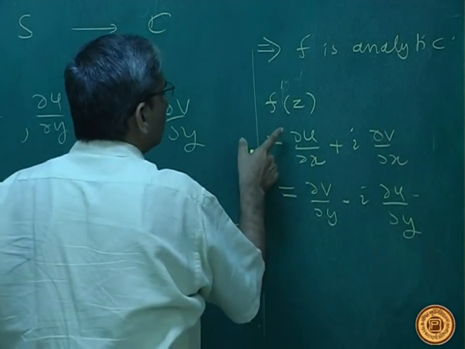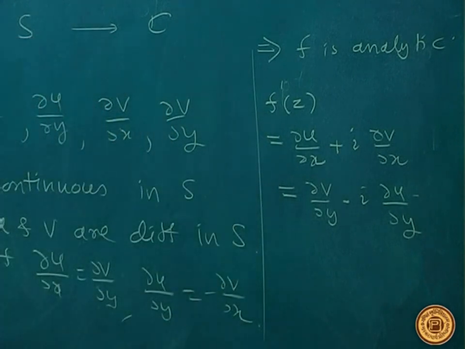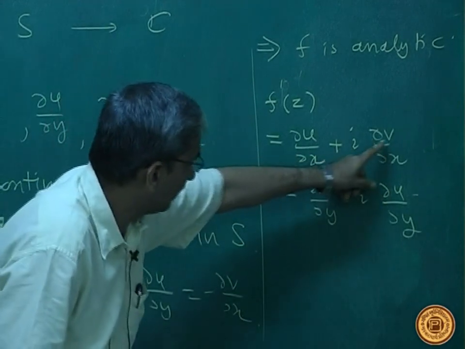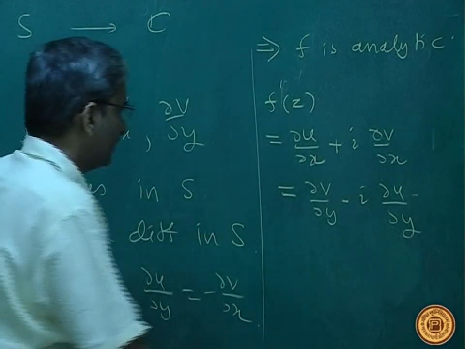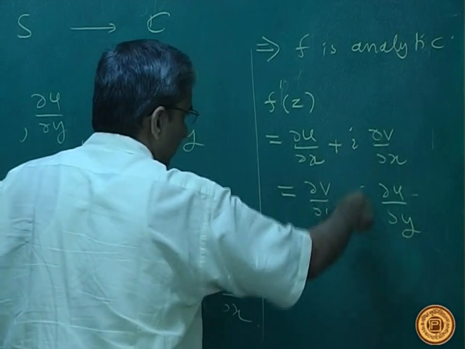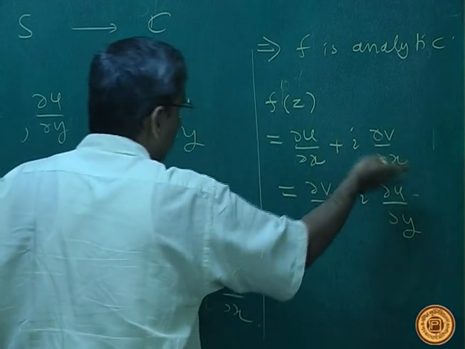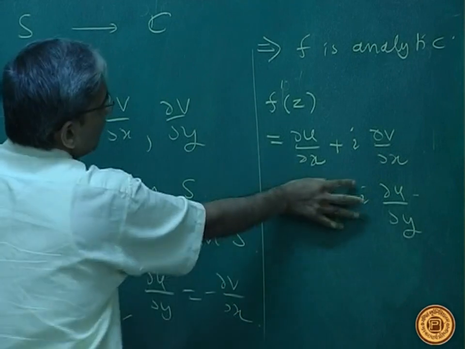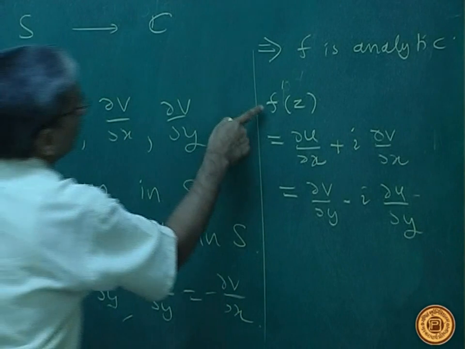So now the continuity of F dash follows from the continuity of ∂u/∂x and ∂v/∂x itself only, suppose. Or if I write ∂v/∂x and here minus ∂u/∂y, then only from the continuity of ∂u/∂x and ∂u/∂y it will follow that F dash is continuous. So these two are continuous, any expression you may take, all four are given to be continuous. So F dash becomes continuous.